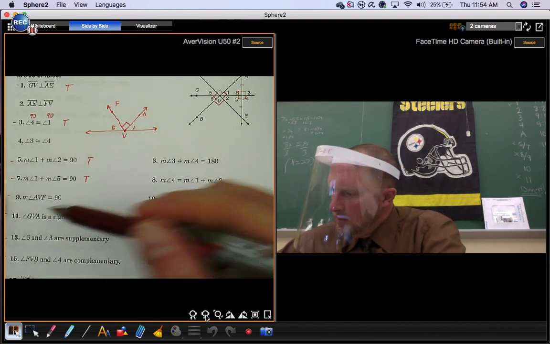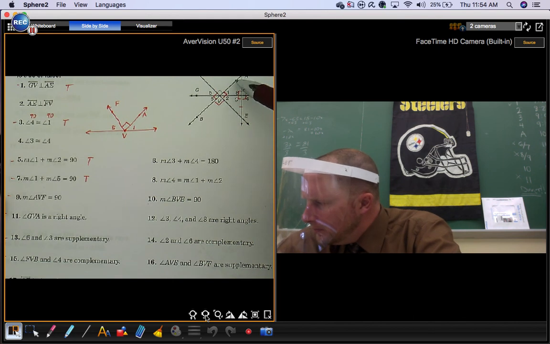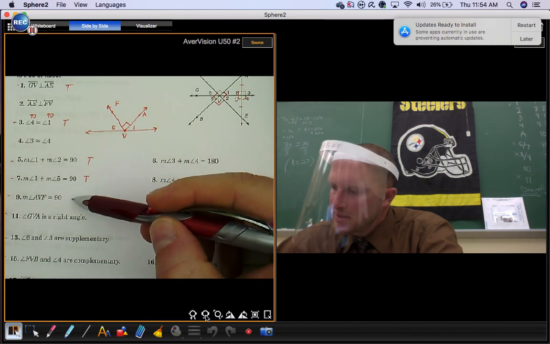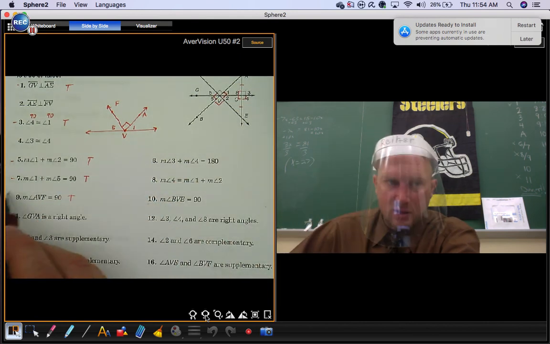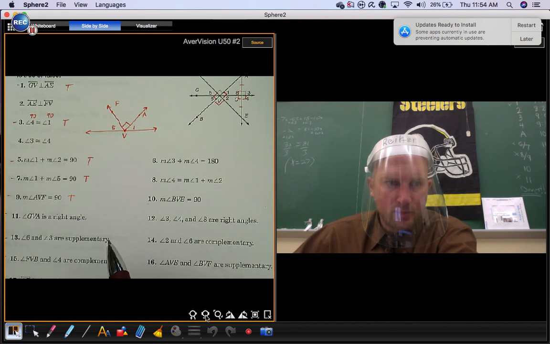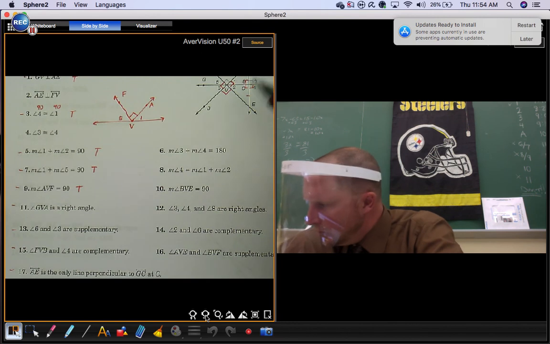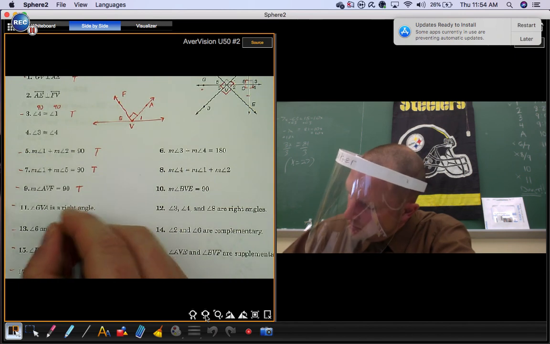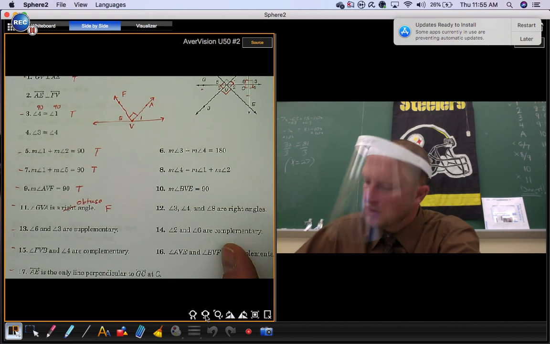Number 9, measure of angle AVF. That's this angle. Is it 90? Yeah, we just talked about that one. They probably should have asked that question before. Number 11, angle GVA is a right angle. Angle GVA is obtuse. That's false.